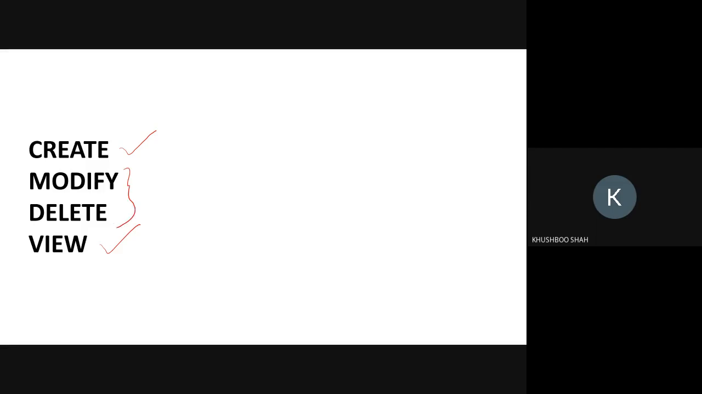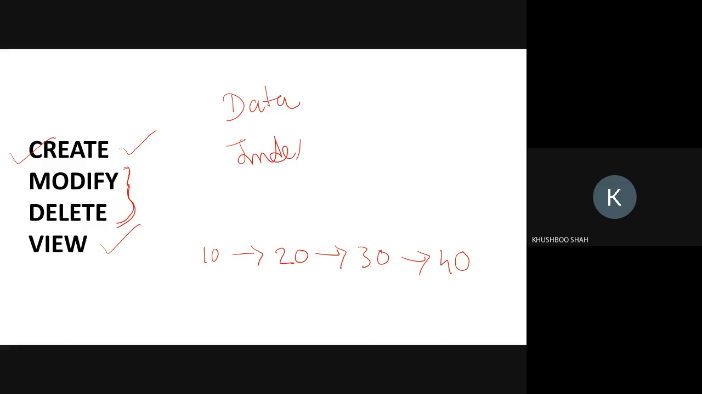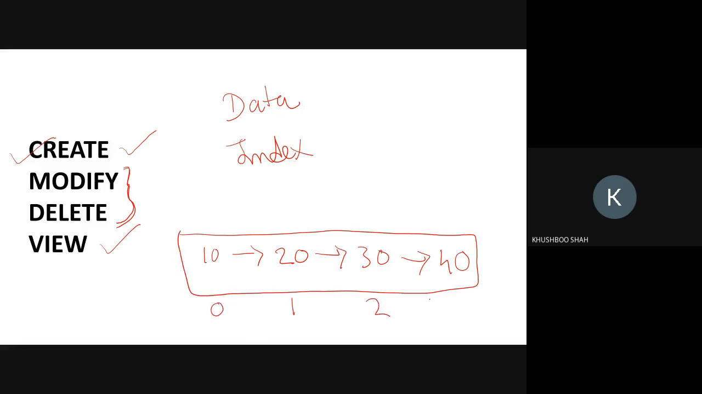So suppose you have 10, 20, 30, and 40. Let's say this is your linked list and you have created it. Now I want to modify. Modify in the sense of what? There are two ways, or two things, when we talk about modify and delete. One is through the data and one is through the index. What does it mean? If I say this is the linked list, then 0, 1, 2, and 3.